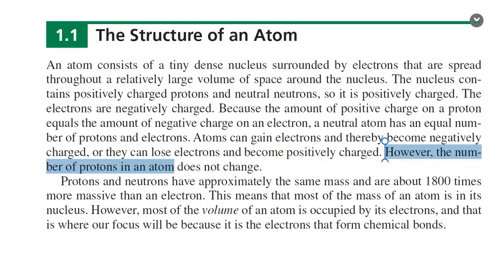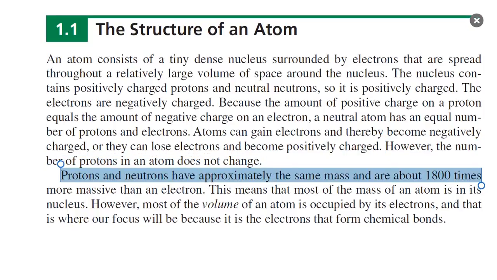However, the number of protons in an atom doesn't change. You won't change the number of protons. The only thing that changes is the number of electrons. Protons and neutrons have approximately the same mass. If you weigh them, they have approximately the same weight, about 800 times heavier than an electron. Quite heavy guys, right? And they are heavy. This could be the reason they don't leave the nucleus. They can't walk.